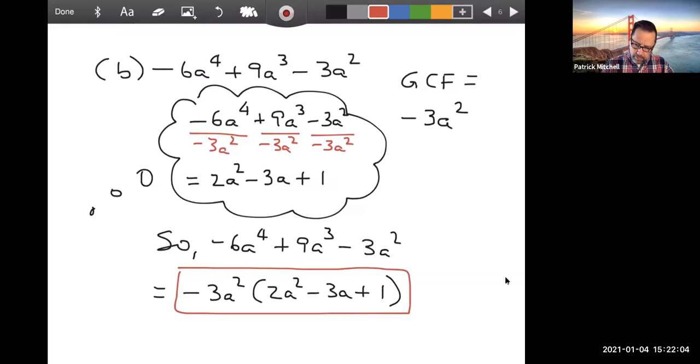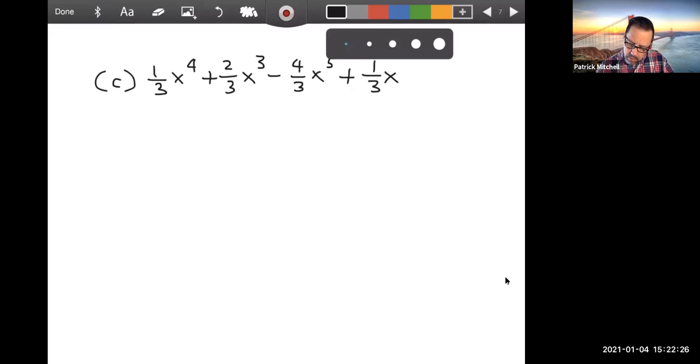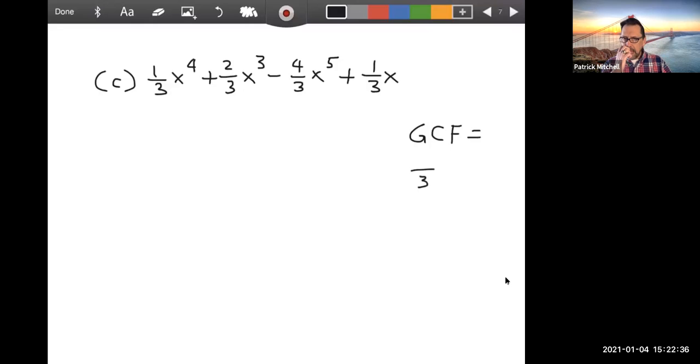Okay, moving on to letter C. So I know the fractions tend to scare some people. This is not too bad. Notice that all of these fractions are over 3, okay? So when I do my GCF, it's going to be something over 3. I'm going to throw that into the GCF.